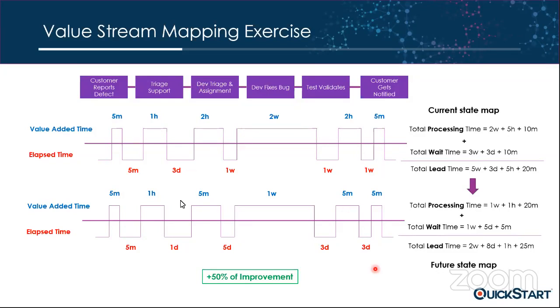And this is statistical information coming from several value stream mapping applied into the market. So there are several databases to provide that information. And usually the improvement is more than 50%.